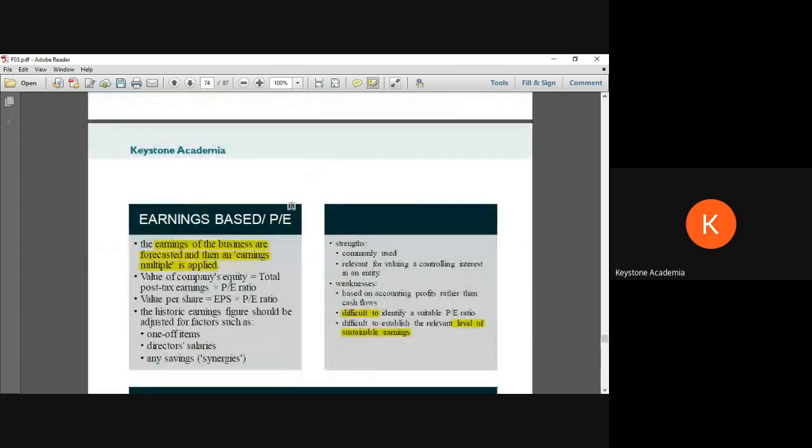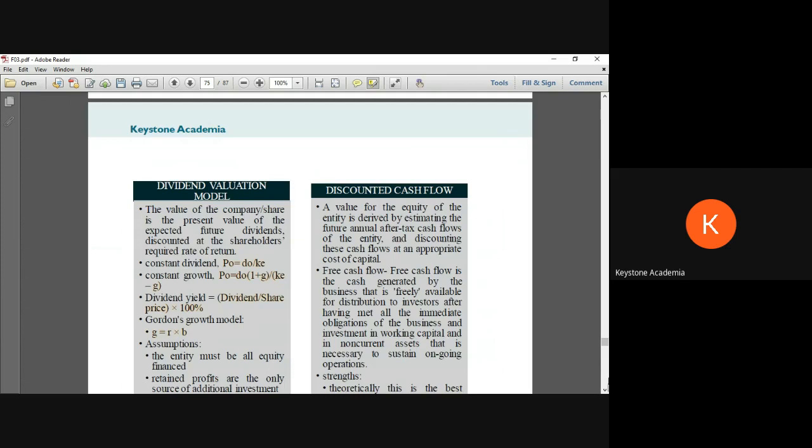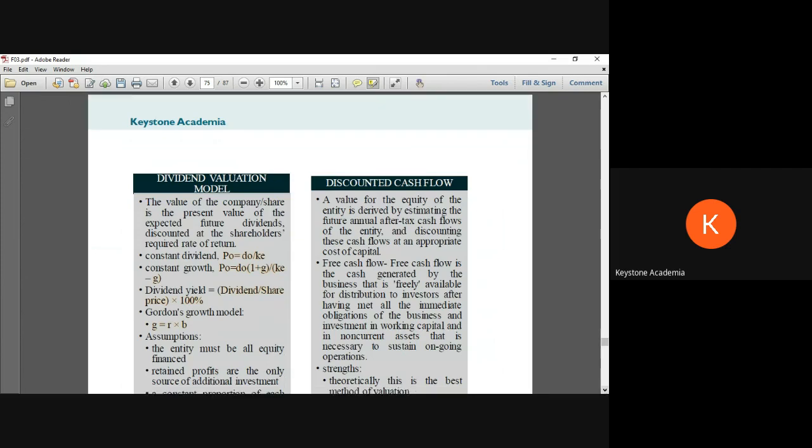Imagine if we pay 100% of the profit as a dividend, though it's a very rare probability, but one business is giving 100% profit as dividend. So the earning based valuation and dividend based valuation will be the same. Okay. So the dividend valuation model: the value of the company is the present value of the expected future dividend discounted at shareholders' required rate of return. So whatever dividend we are giving and are expected to give in the future, based on that, our value of the business will be determined.